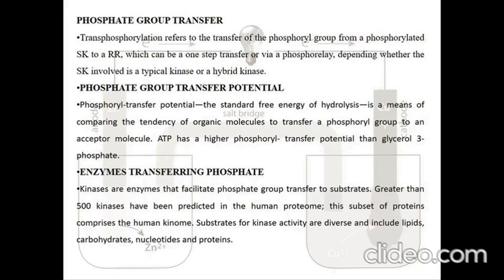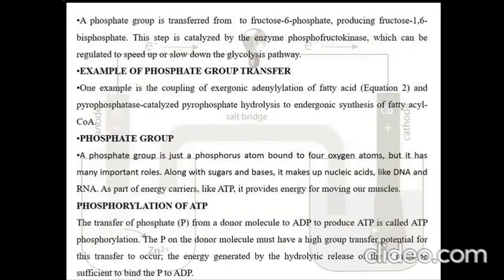So what are the enzymes that are involved in transferring the phosphate? Kinases are the enzymes that facilitate phosphate group transfer to the substrate, and there are more than 500 kinases predicted in the human proteome. When the phosphate group is transferred from fructose 6-phosphate, producing fructose 1,6-bisphosphate, this step is catalyzed by the enzyme phosphofructokinase. This is an example of phosphate group transfer.